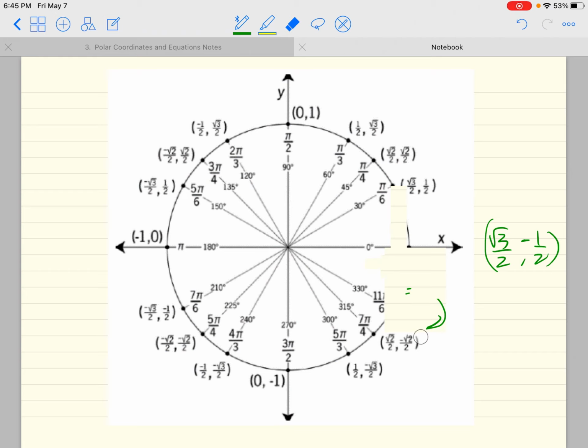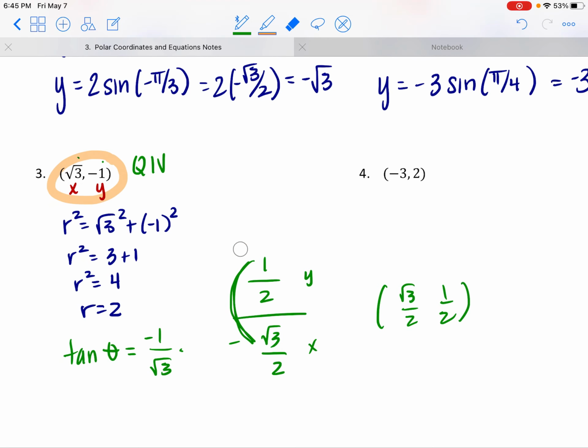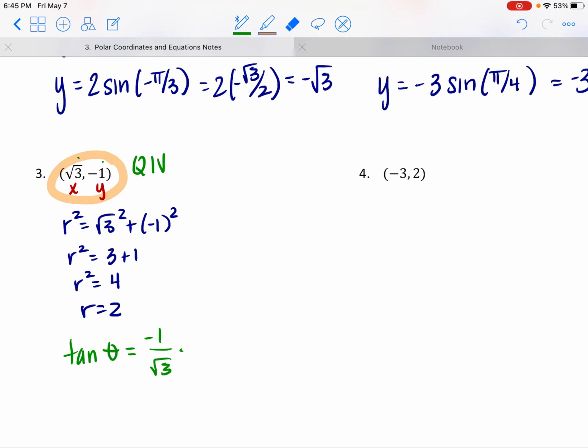And it wouldn't be wrong to say 11 pi over 6. It's just, again, a little more concise to say that smaller angle. So we're going to go with our angle. Let me erase all this, so sorry. Our angle is negative pi over 6.